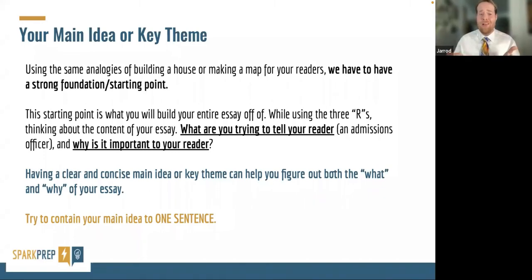What are you trying to tell your reader? And more importantly, why is it important to your reader to know what you're trying to tell them? Having a clear and concise main idea or key theme can help you figure out both the what and the why of your essay. I'll explain more about what I mean by the what and the why as we go through this presentation. Now, the important thing that I think for students to recognize is when you're usually approaching a topic, there's a lot of thoughts flying through your brain. So try to maintain a single sentence for your key idea. Don't make it stretch longer and longer and longer because it will be really hard to focus in on the message that you want to share with your audience.